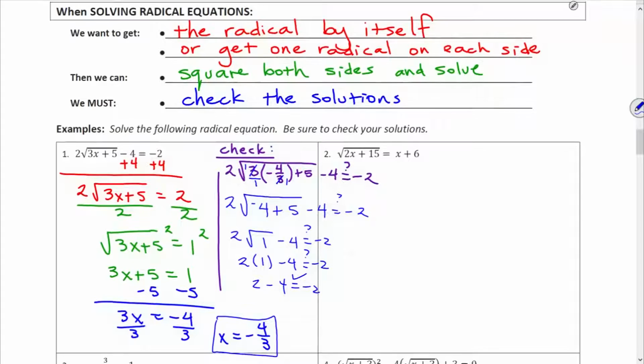So I start by getting the radical by itself, which it already is. That's really convenient. And so I'll start on the second step by squaring both sides.